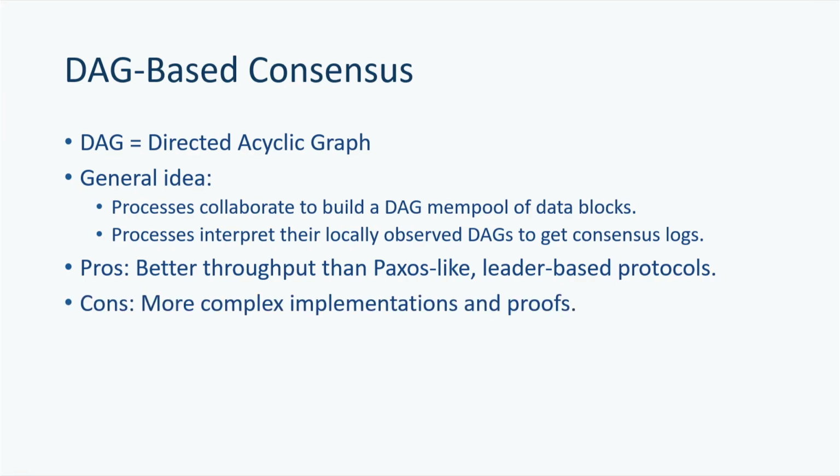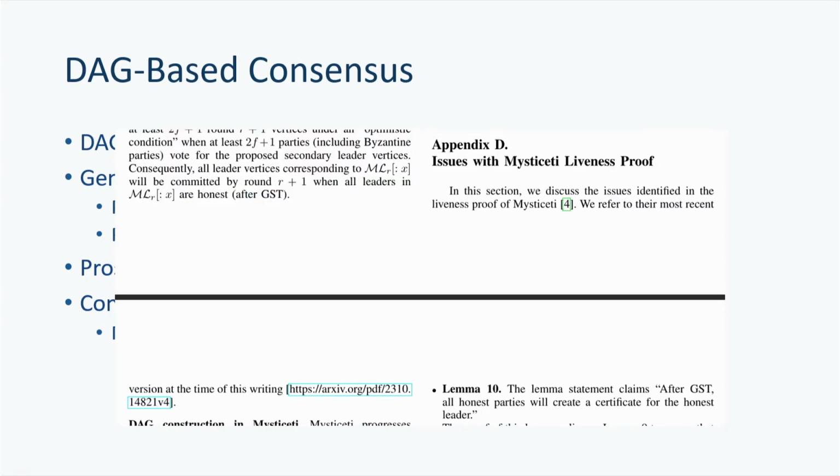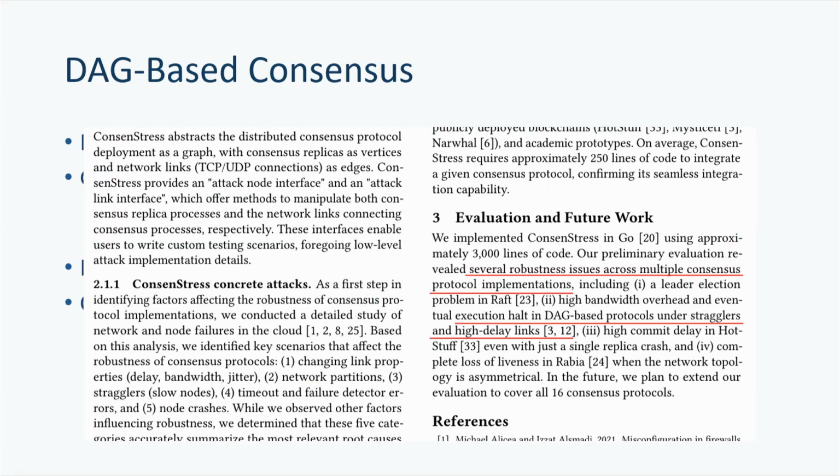But with these additional components of mempool, you can imagine they have much more complex implementations and also much more complex security proofs. And like anything that gets too complex, inevitably we will have a lot of subtle bugs creeping into these protocols. So there has been multiple works which claim they found issues in previously proposed protocols, like this paper which says there is an issue with Mysticeti's liveness proof, and this paper which says there are several robustness issues across DAG protocol implementations.